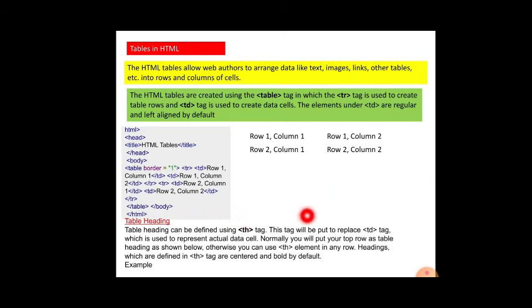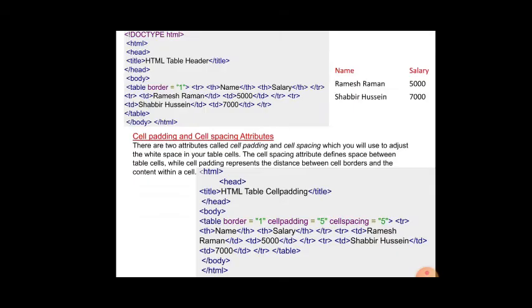Normally you will put your top row as the table heading as shown below. Otherwise you can use the TH element in any row. Headings are defined with the TH tag and are bold by default. You know heading. So whenever the table is there, there will be a heading. So normally the first row will be the heading row.